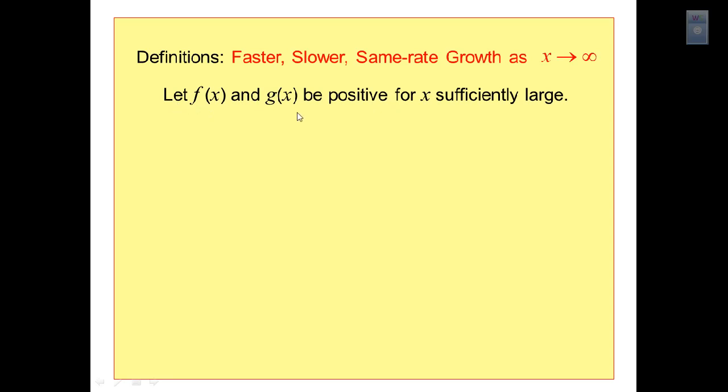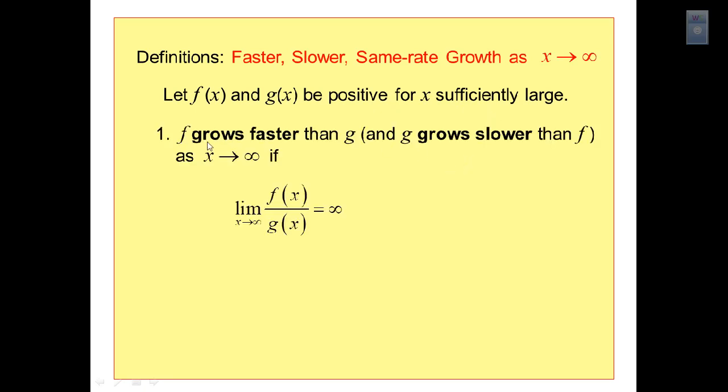Alright, let f of x and g of x be positive for x sufficiently large. f grows faster than g, and g grows slower than f as x approaches infinity if the limit as x approaches infinity of f of x over g of x equals infinity. So if you take the limit as x goes to infinity of one function over another, and that limit is infinity, then the top function grows faster than the bottom function, and thus the bottom function grows slower than the top function.